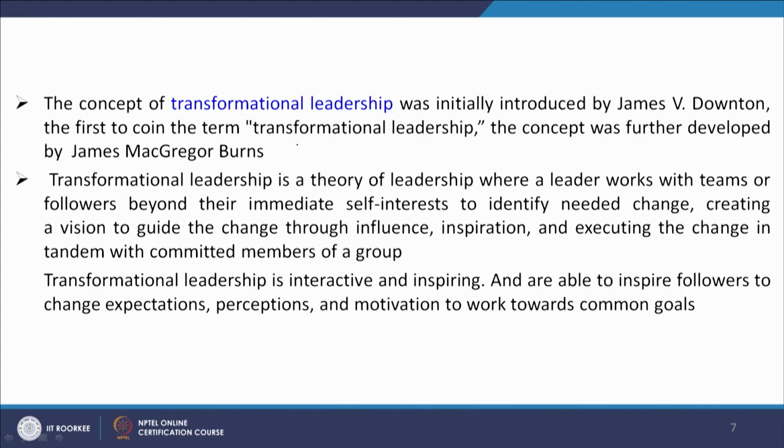So, this kind of leadership is interactive and inspiring, and is able to inspire followers to change expectations, perceptions and motivation to work towards common goals. That means motivation is there, positive perceptions are there, positive belief about the leader is also there, and the followers are also very motivated along with being highly inspired and influenced.